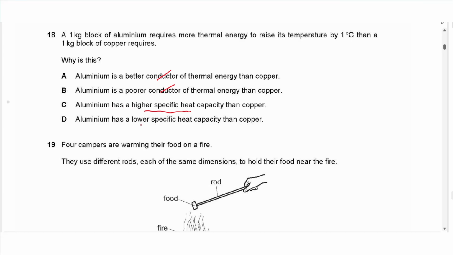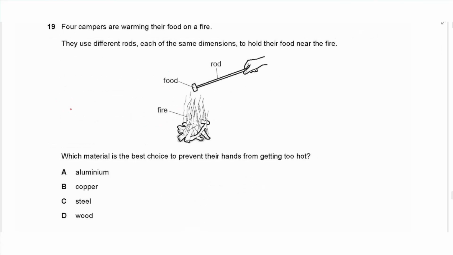Aluminium has higher or lower specific heat? So aluminium here needs more energy, which means it has a higher specific heat capacity. So the answer is C.